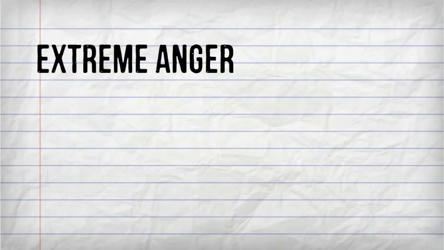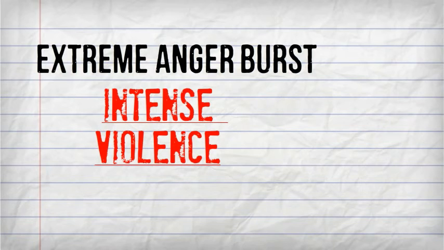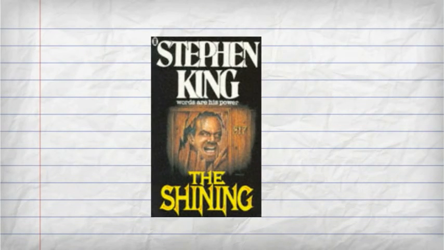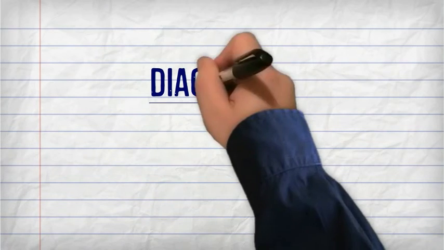Other symptoms caused by paranoid schizophrenia include extreme anger and bursts of intense violence, and we already know that Jack has those. In short, looking at several extracts from the novel, the diagnosis is clear.